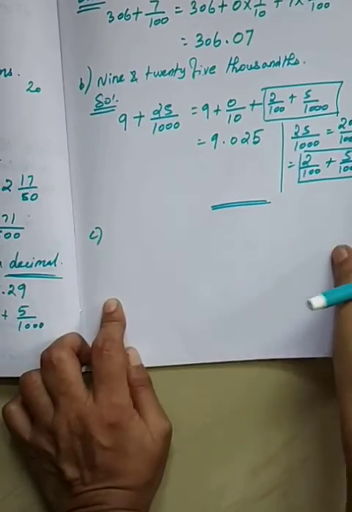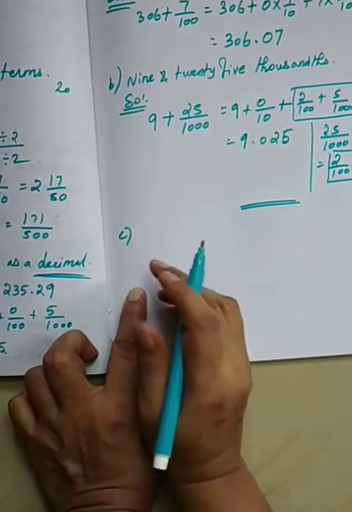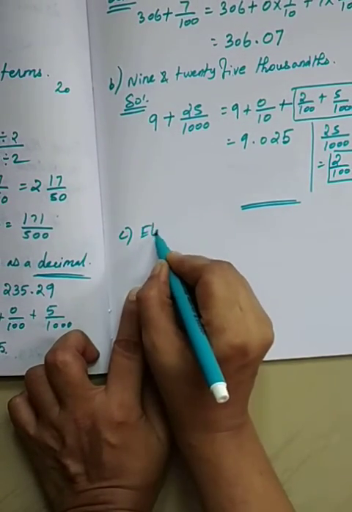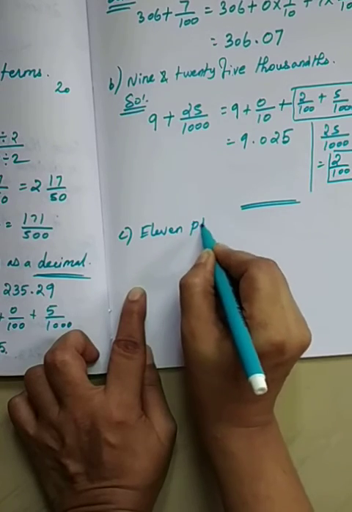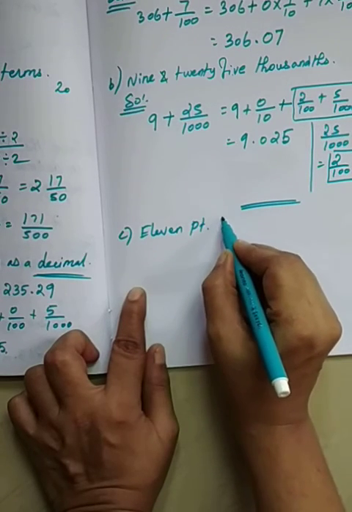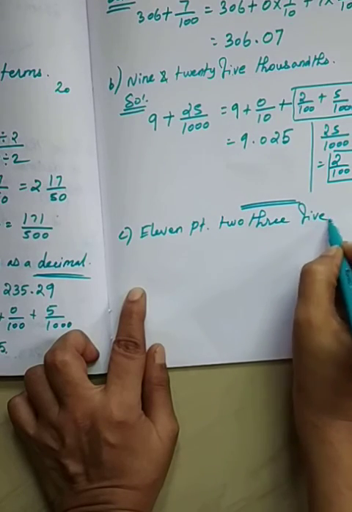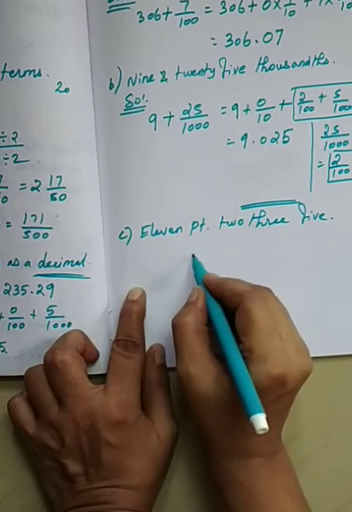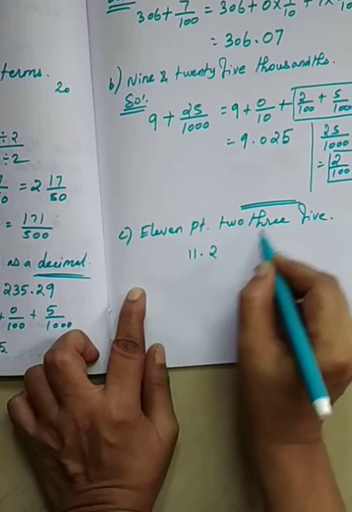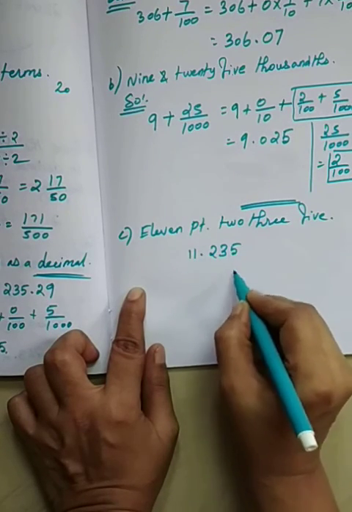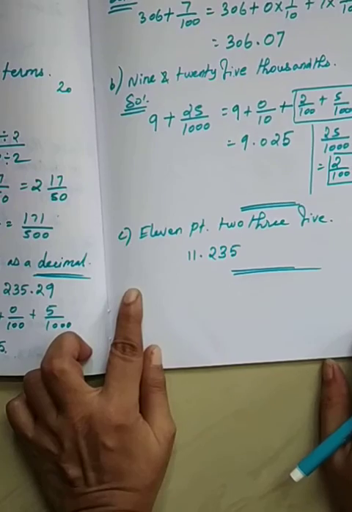See the next one, 11.235. How can you write it? See, directly you can write 11.235. This is the answer. Okay.